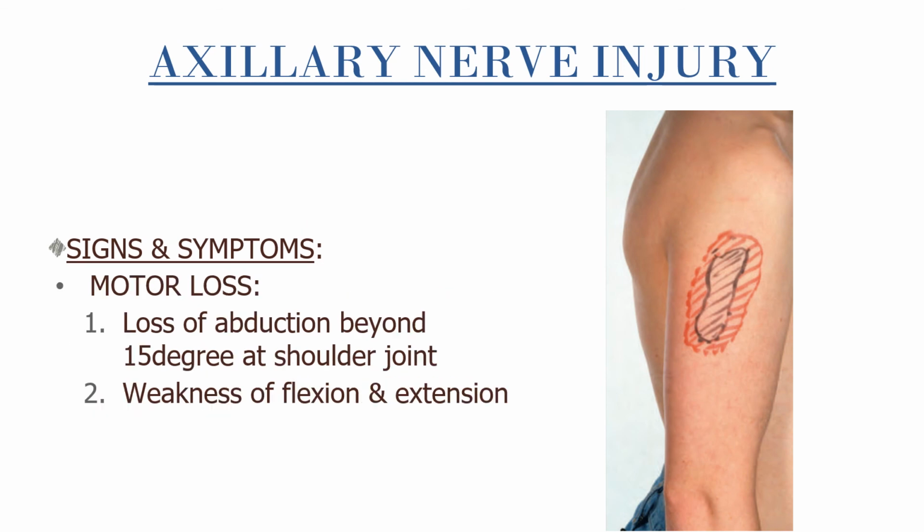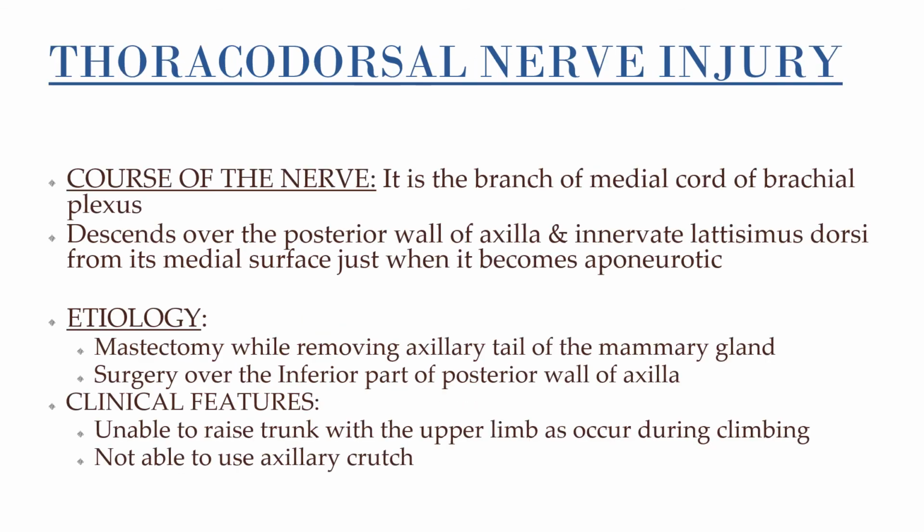Cases with axillary nerve injury complain of loss of abduction beyond 15° at shoulder joint. They also complain of weakness of flexion and extension at elbow joint. Injury to thoracodorsal nerve. Thoracodorsal nerve is the branch of the posterior cord of the brachial plexus. It descends over the inferior part of the posterior border of the axilla.